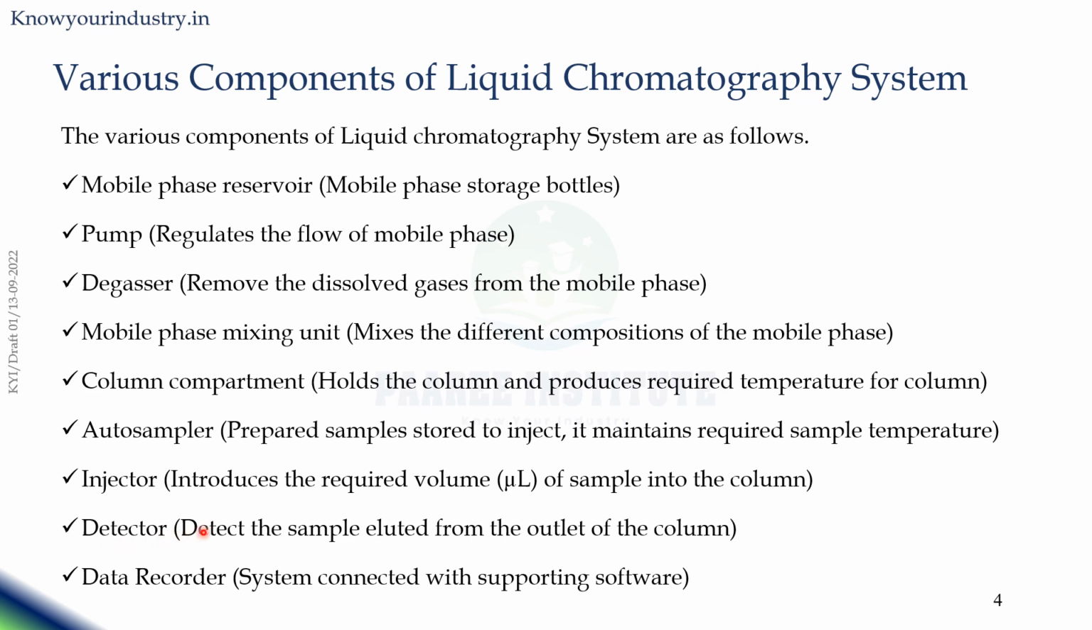Then there is a detector, which detects the sample eluted from the outlet of the column. Generally these detectors are UV detectors, PDA detectors, refractive index detectors, and some other detectors, such as mass detectors, are also used. And finally, whatever compounds are eluted, the data will be recorded in a data recorder. It is generally a computer system connected with supporting software. So these are all the major components of the high performance liquid chromatography, or HPLC, system.